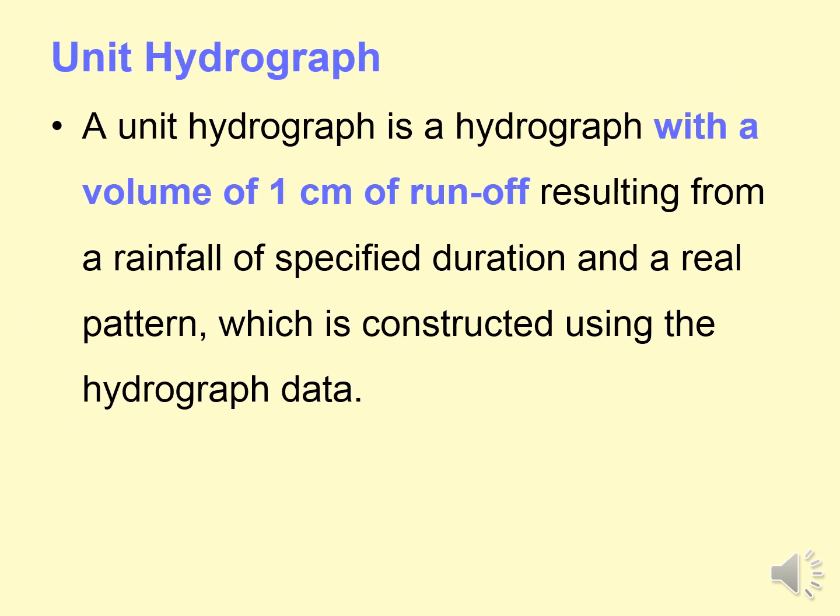So one more is the unit hydrograph. A unit hydrograph is a hydrograph with a volume of 1 centimeter runoff resulting from a rainfall of specified duration and areal pattern, which is constructed using the hydrograph data. So what is a unit hydrograph? Using the hydrograph we have drawn previously, with that only we can draw the unit hydrograph.